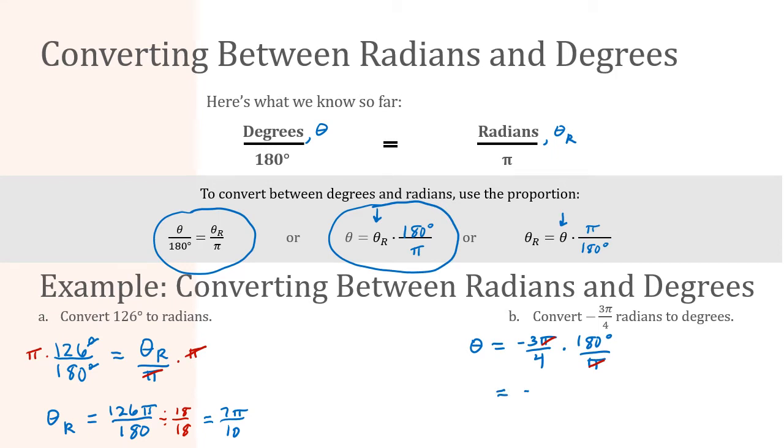So this is going to be negative 3 times 180 degrees over 4. And I think if I do some reducing here, the 4 goes into itself once. And if I take 180 degrees and divide it by 4, I get 45 degrees. And if I multiply, I get negative 135 degrees. So negative 3 pi over 4 is in the same location, or measures the same angle, as negative 135 degrees does.